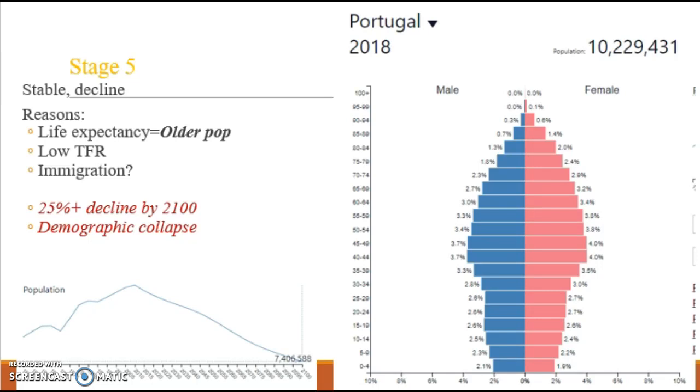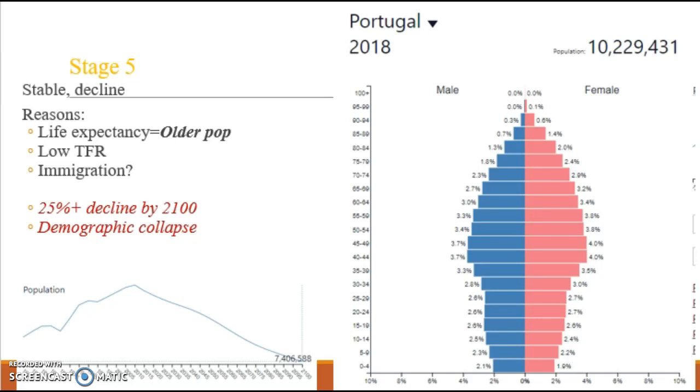In stage 5, we find Portugal. And you can see here how we've lost that pyramid shape and we've moved more towards a beehive. You can see here where the majority of the population is over 40 years old. Portugal is not facing the outcome of any type of population planning. It's facing the outcome of an evolved economy, an aging economy, a society where smaller families were valued.